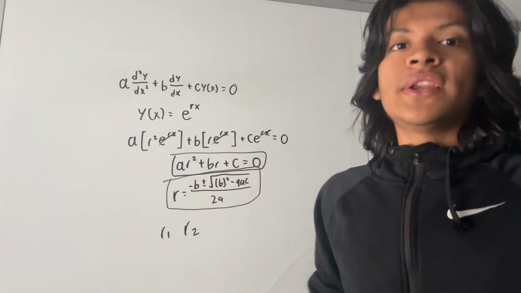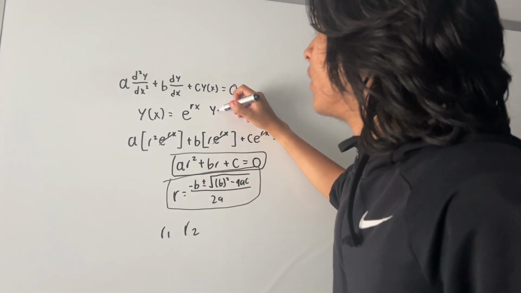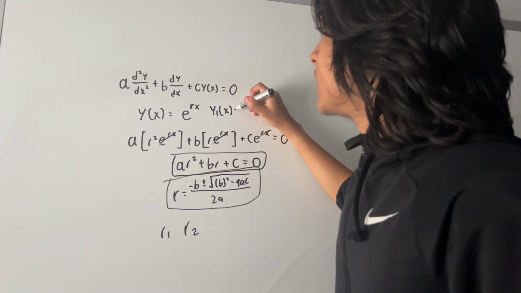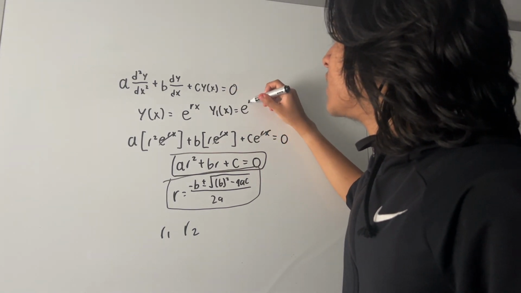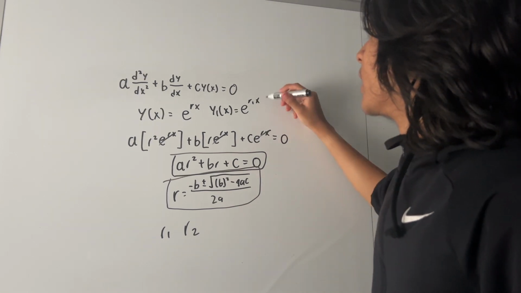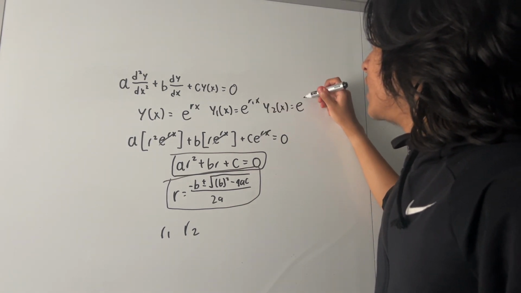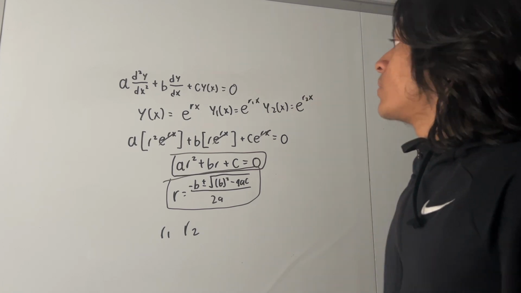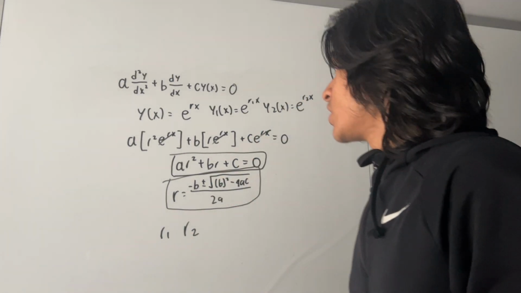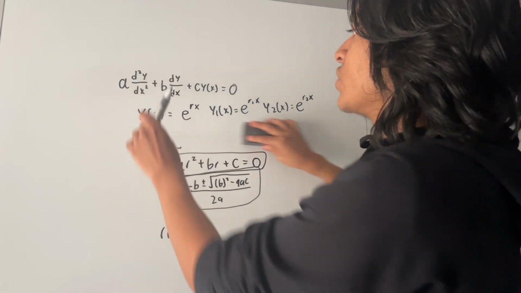So we'll be getting two solutions. We'll be getting y1(x) is equal to e to the r1x, and then we'll be getting y2(x), which is e to the r2x. We'll be getting two solutions to this differential equation.